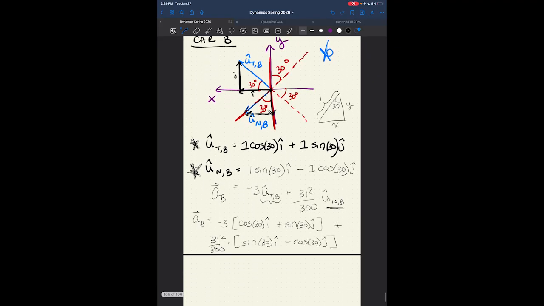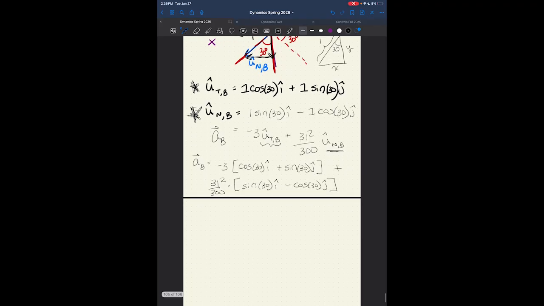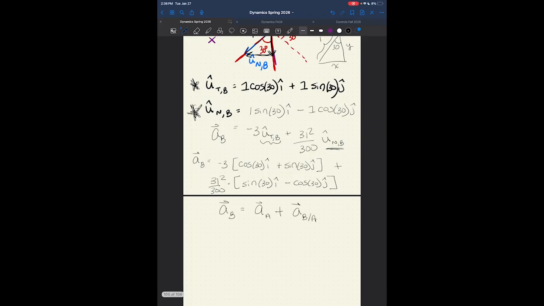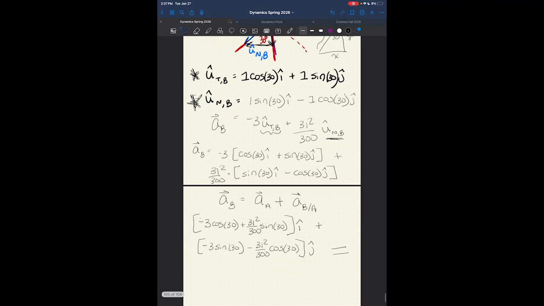So now I have an expression for both the acceleration of A and the acceleration of B in terms of a common coordinate system. So now I can go back to trying to figure out this guy. So now let's take acceleration of B, which would be, I'm going to kind of rearrange things. I'm going to try to get my i components together. I'm going to say that acceleration of B is minus 3 cosine 30 plus 31 squared over 300 sine 30 i hat plus minus 3 sine 30 minus 31 squared over 300 cosine 30 j hat. That's all on the left-hand side of this equal sign.